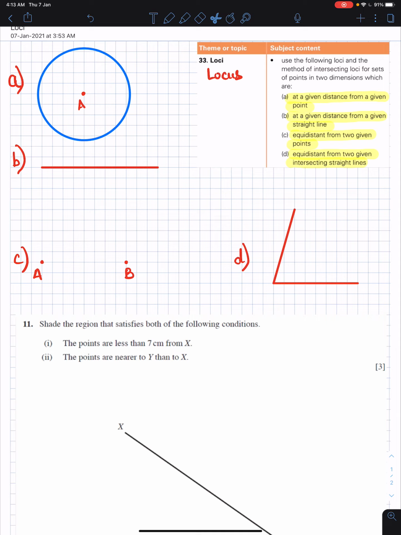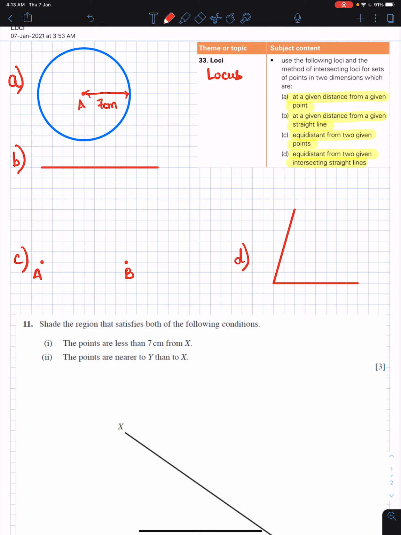ठीक है, this means the question was कि आपका point इस A point से कुछ सेंटीमीटर्स दूर है, let's say 7 centimeters. We used a compass to make a 7 centimeter circle, a 7 centimeter radius circle around point A, and we say that our point can only lie on the blue line.